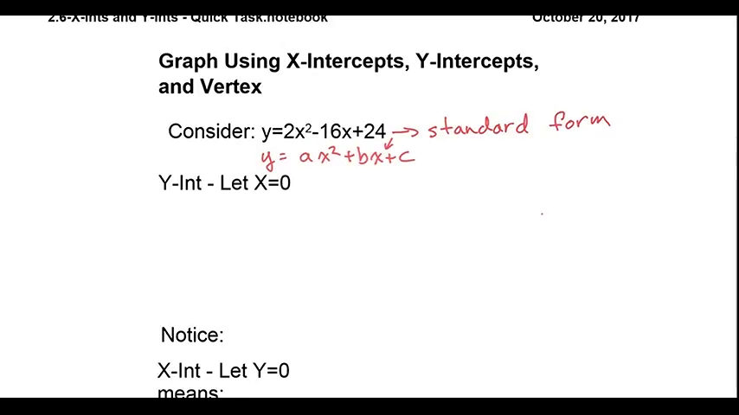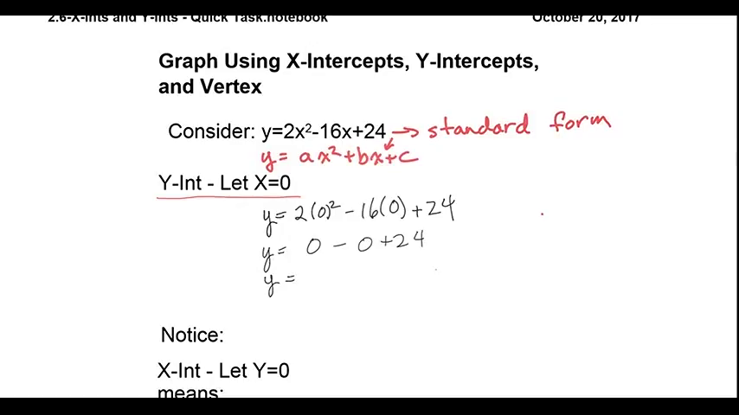We said that we were going to take a look at x-intercepts, y-intercepts, and the vertex. Now, the easiest calculation that we're going to do today is the calculation of the y-intercept. In essence, we let x equals 0 in our equation to get y equals 2(0) squared minus 16 times 0 plus 24. Anything times 0 gives 0, so the next line is y is equal to 0 minus 0 plus 24. Our final answer is y is equal to 24.